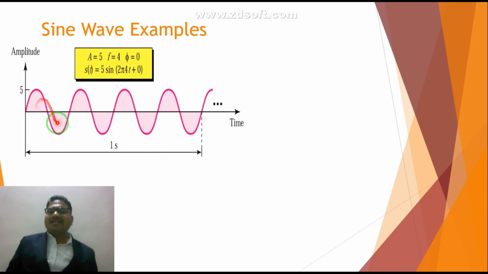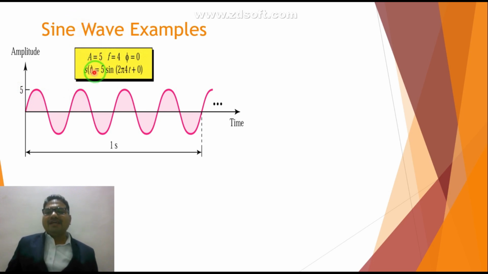In 1 second, how many cycles are there? You can count it. 1, this 2, this 3, and this 4. So what is the frequency? It is 4 hertz. It is being written over here. And since it is going to occur at the origin, phase is equal to 0. And what is amplitude? Peak voltage. Peak voltage, it is what? 5 volt.